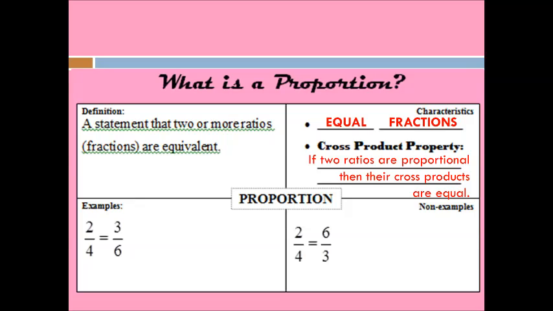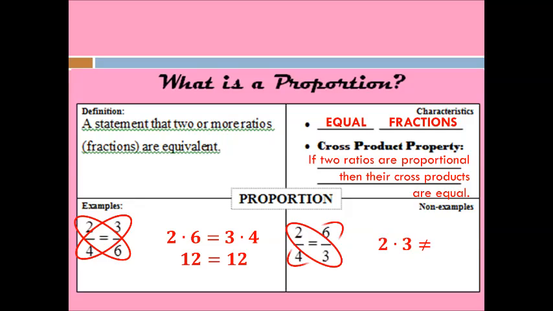Multiply the diagonal numbers. If they're equal, you have a proportion. If they're not, it's not proportional. For example, 2 times 6 is going to be the same thing as 3 times 4. Simplify just to double check. 12 equals 12. We're good. For a non-example, 2 times 3 is not going to be the same thing as 4 times 6. Simplify to check. 6 is not equal to 24.